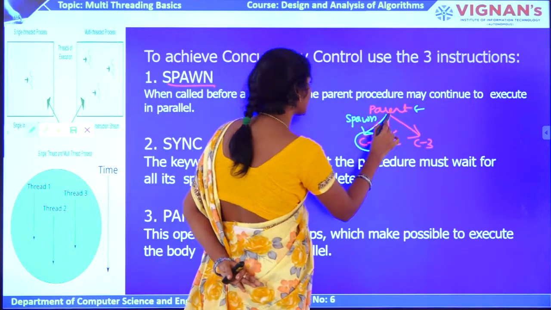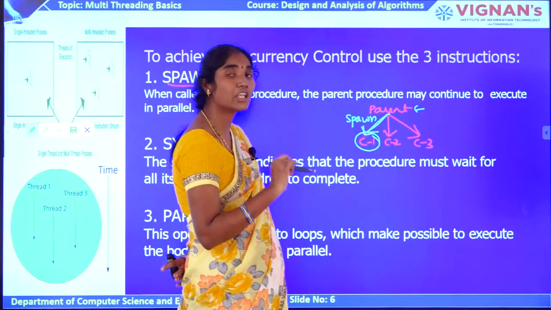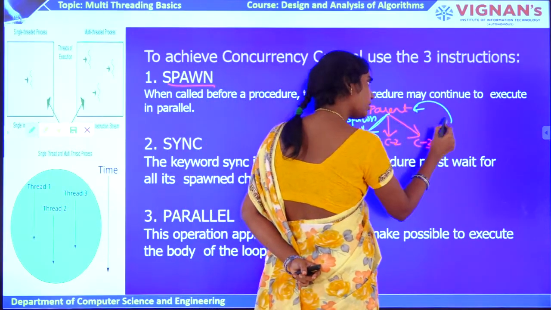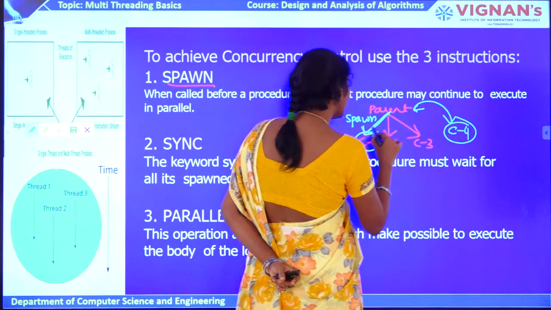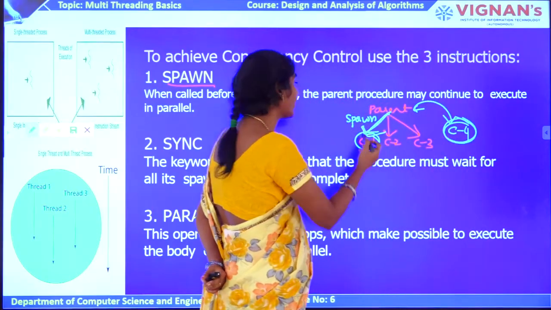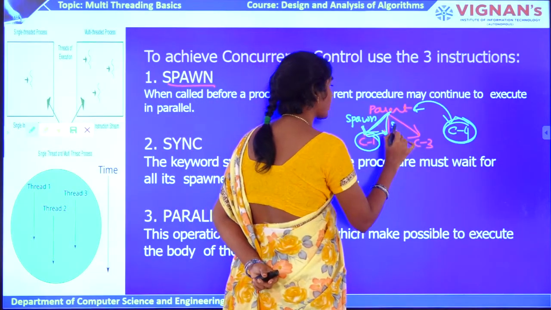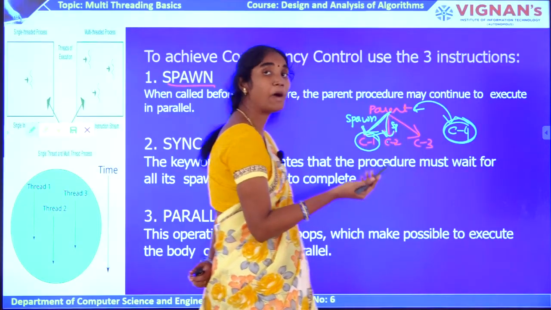Whenever it is given as spawn, this corresponding child 1 is executing parallelly. So this parent might be busy with some other operation, like suppose child 4. So in parallel this C1 is executing as well as this C4 is also executing whenever I am making a spawn. Suppose even here also I am making a spawn. So this C2, C4, C1, all three are executing in parallel, right?